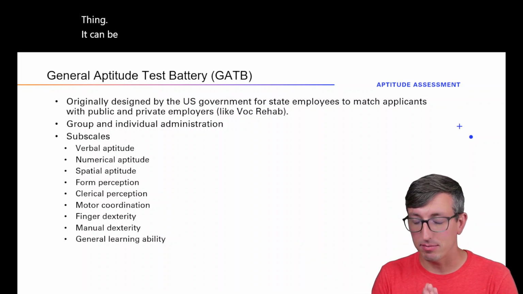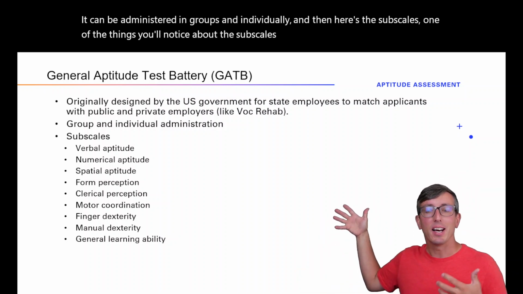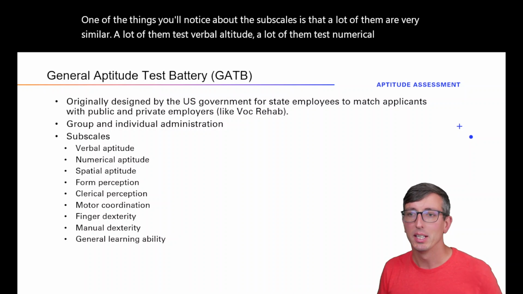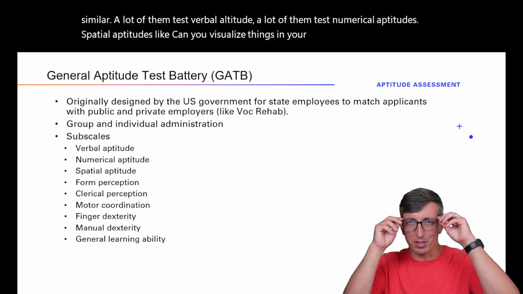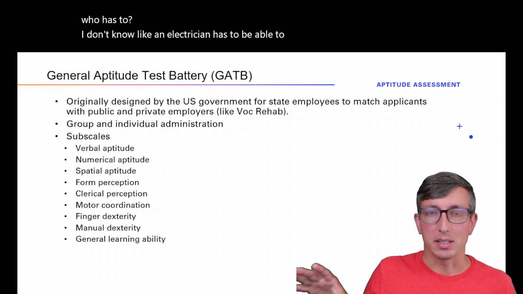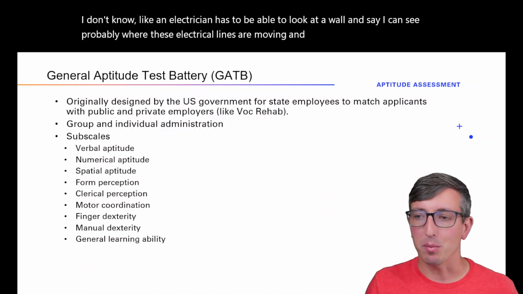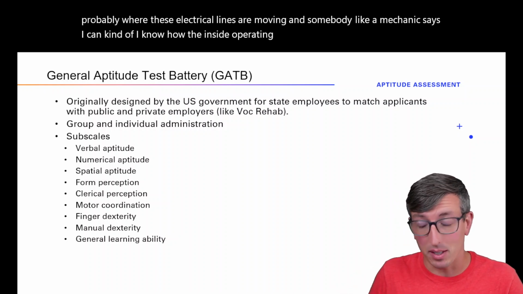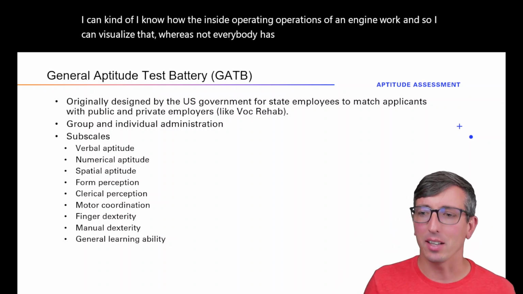It can be administered in groups and individually, and then here are the subscales. One of the things you'll notice about the subscales is that a lot of them are very similar. A lot of them test verbal aptitude, a lot of them test numerical aptitudes, spatial aptitudes, like can you visualize things in your head? Like an electrician has to be able to look at a wall and say, I can see probably where these electrical lines are moving. And somebody like a mechanic says, I know how the inside operations of an engine work, and so I can visualize that, whereas not everybody has that skill. So that's one of those things.